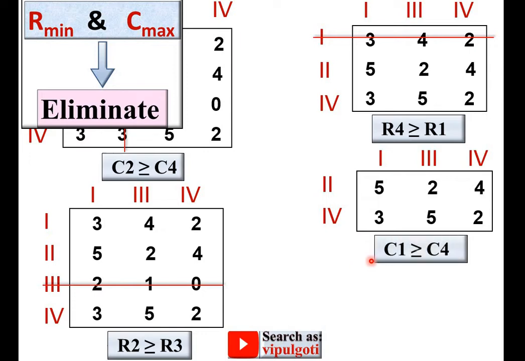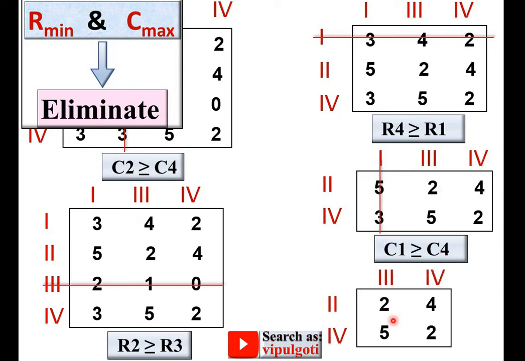Now once again I can say C1 is greater than or equal to C4. And according to this note, column maxima should be eliminated. So C1 should be eliminated. That means column 1 should be cancelled. So this is your remaining payoff matrix.